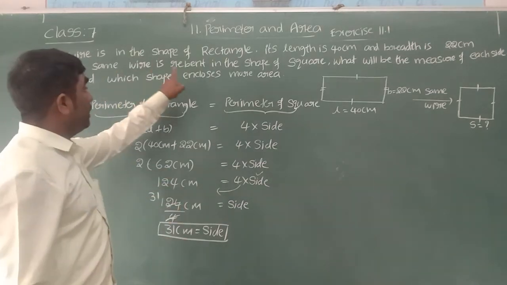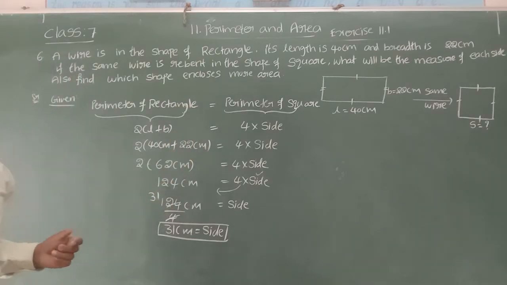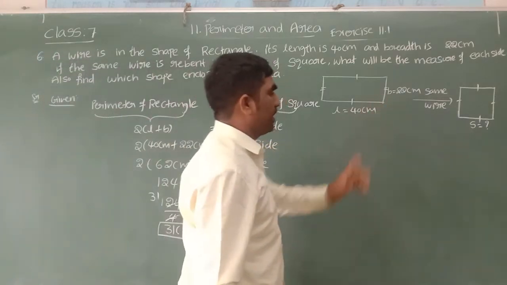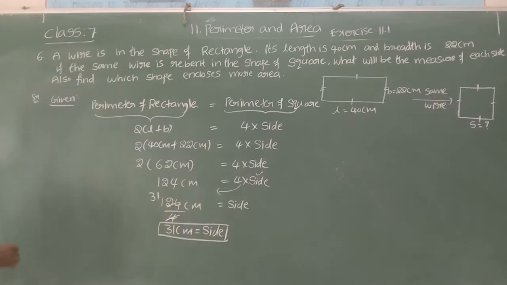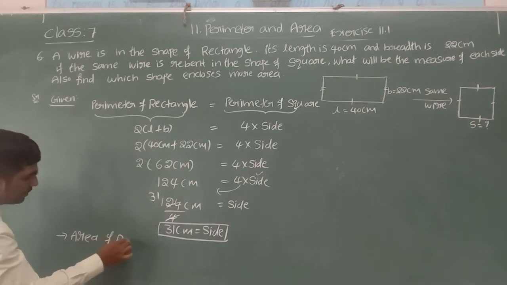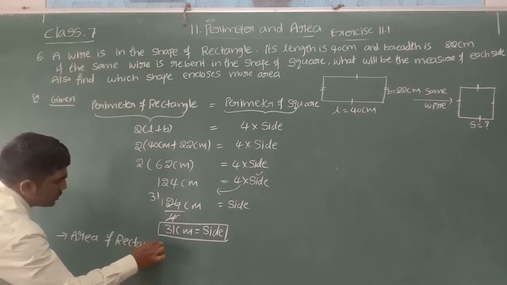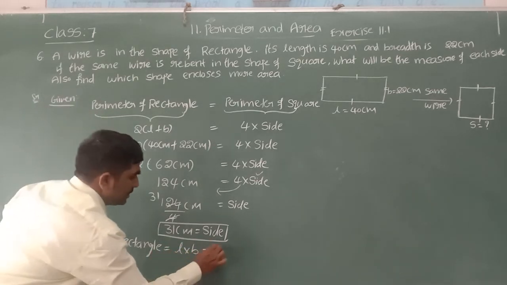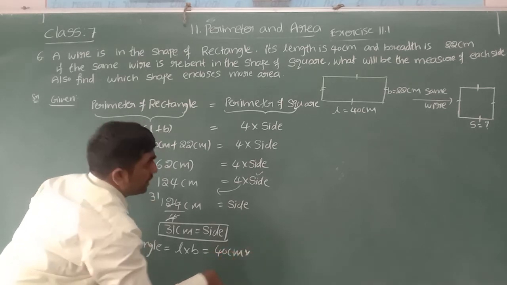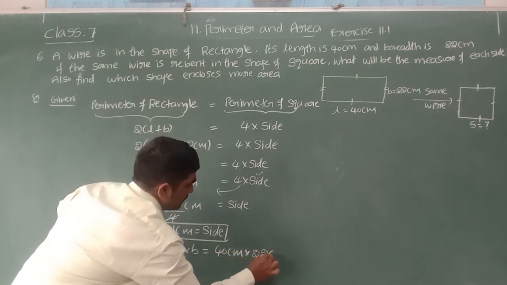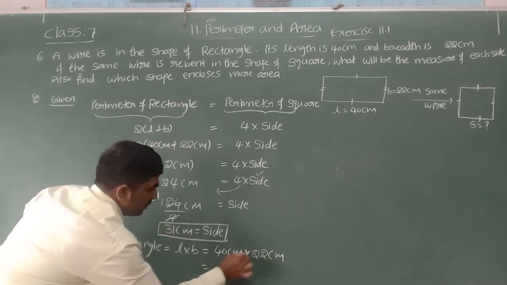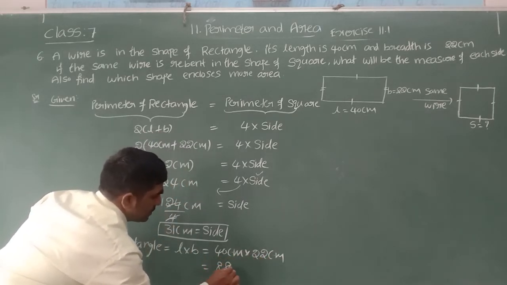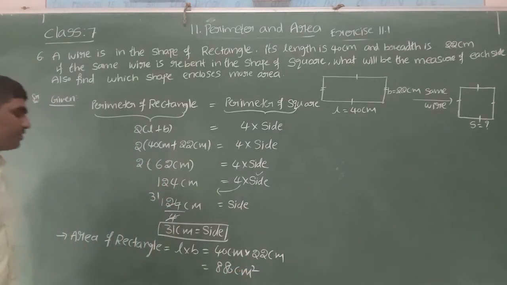They ask us to also find which shape encloses more area. I mean, which figure has more area, they are asking to find. To know that, we'll find the area of both the figures. First, let us find the area of the rectangle. What is the formula we have? Area of rectangle is equal to length into breadth, which is 40 centimeter into 22 centimeters. 4 2s are 8, 4 2s are 8, 1 0, so the area of the rectangle is 880 square centimeters.